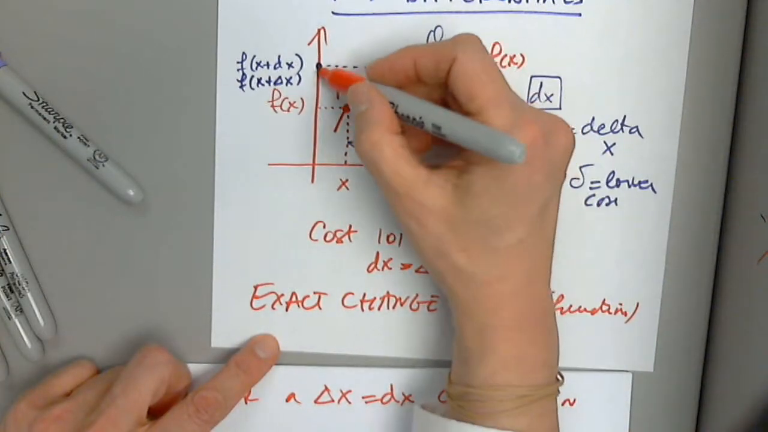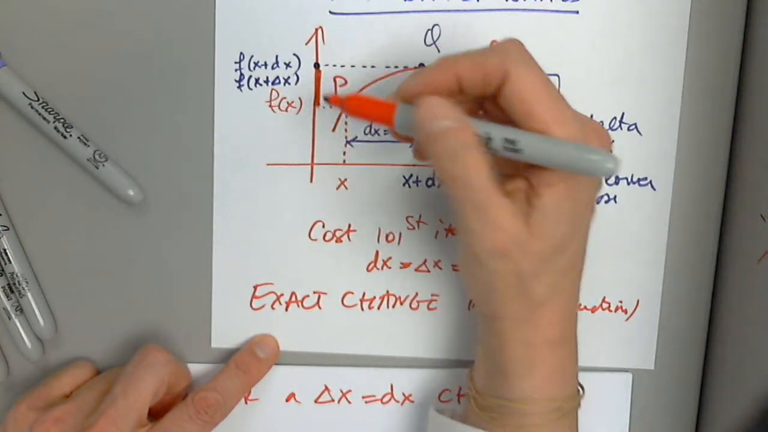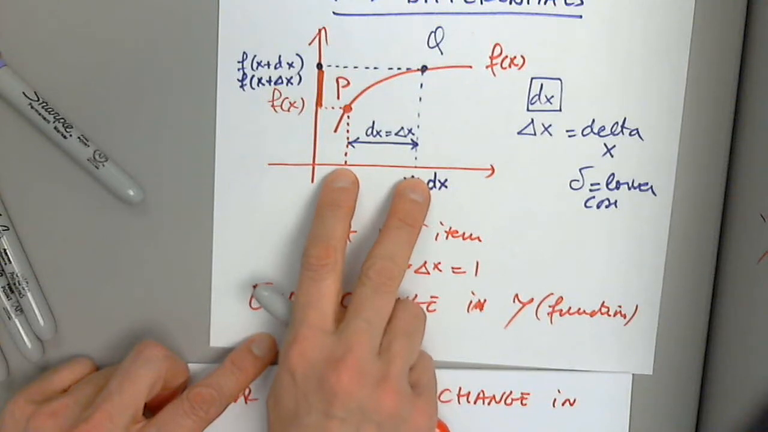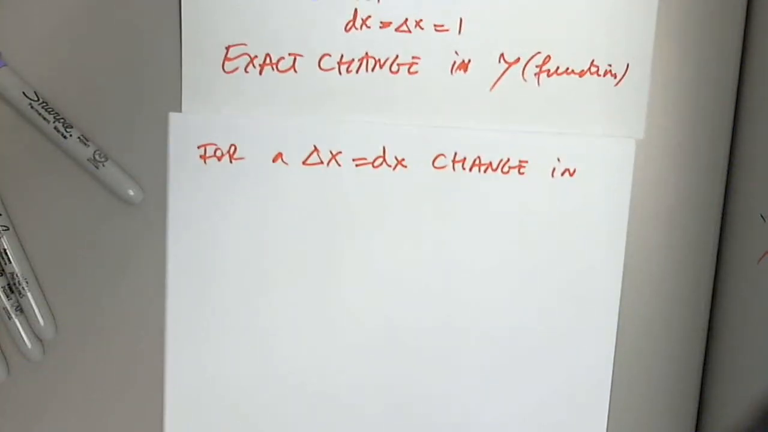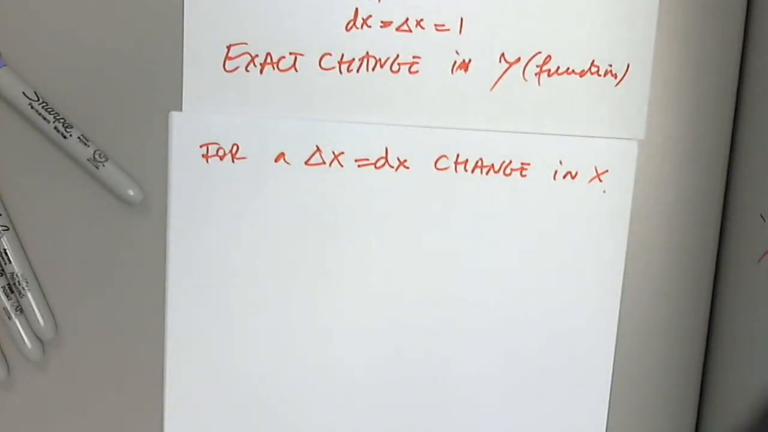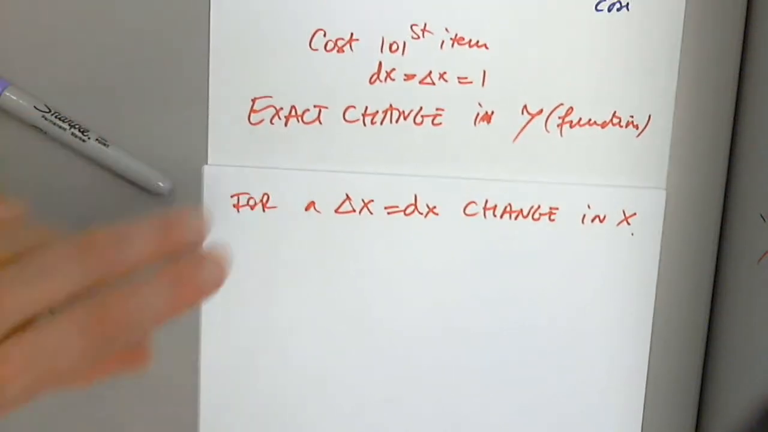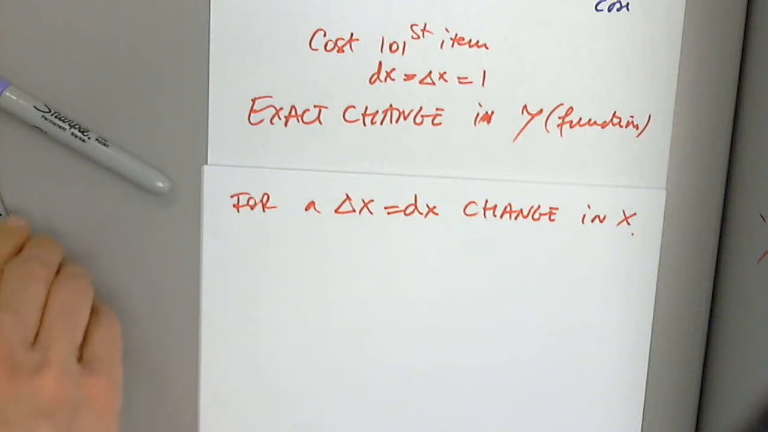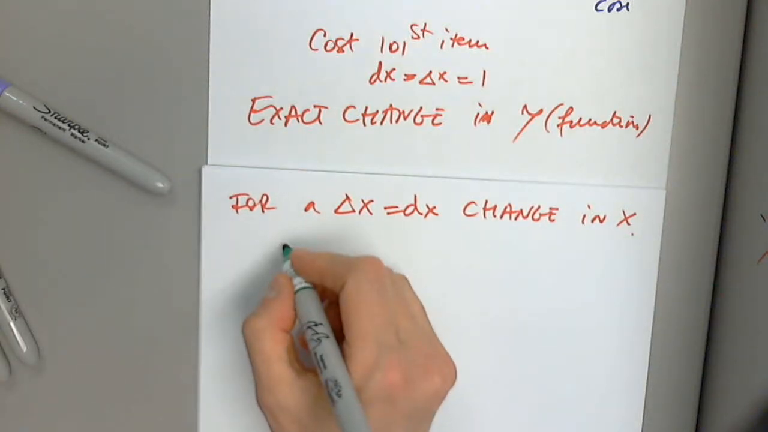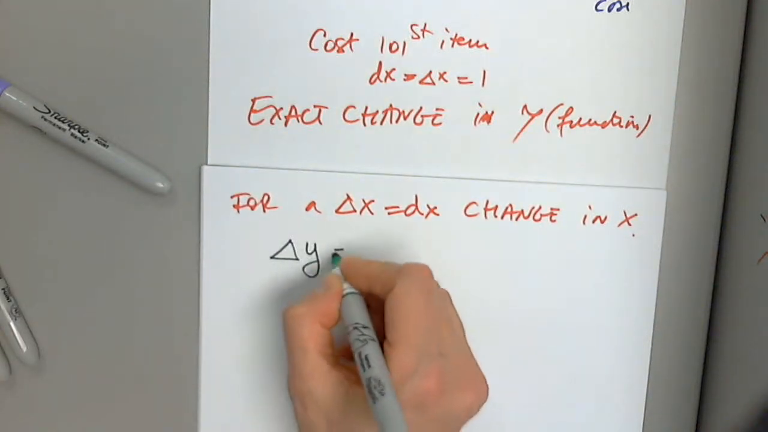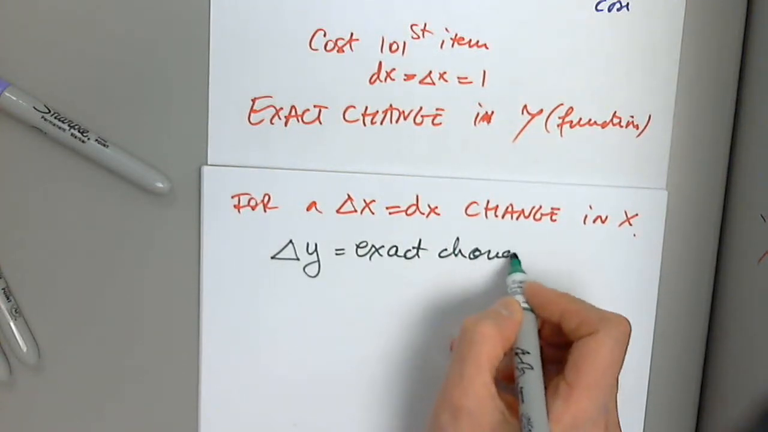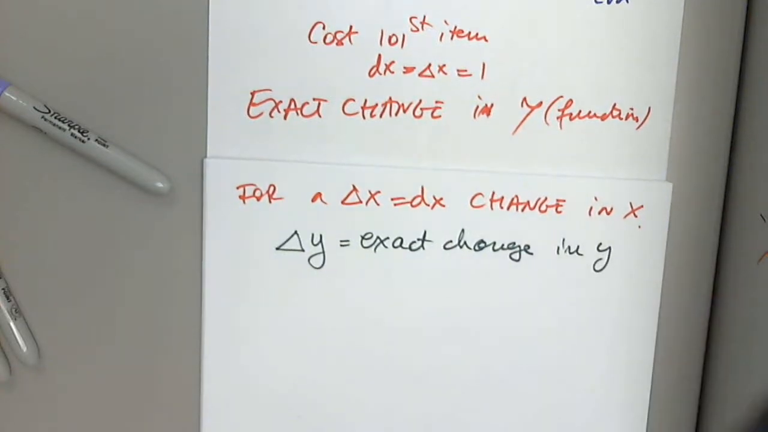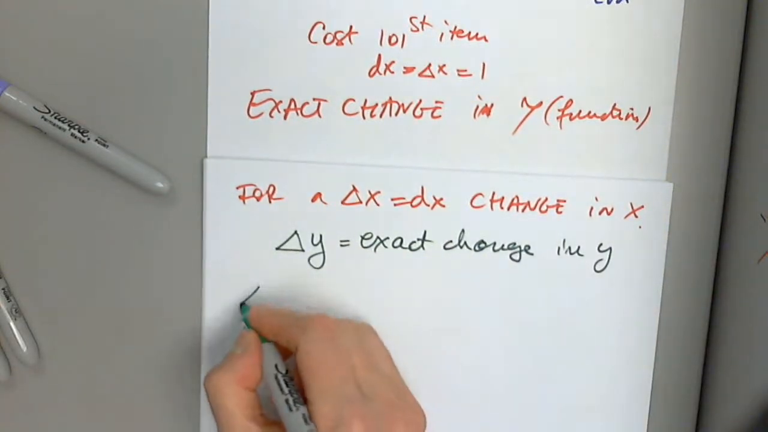So I want to determine the change in the cost function created by a tiny change in x. Can anyone give us the exact change in y? How will I find it? That is called delta y. That is the exact change in y for a change in x, a minor change in x. Can anyone tell us what it is?